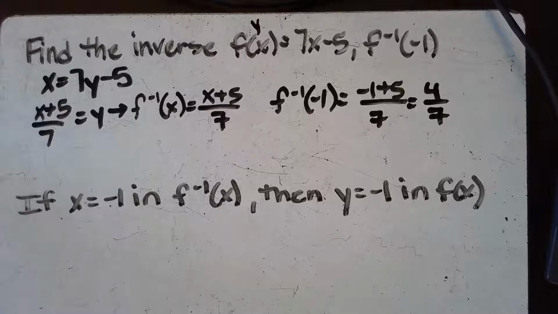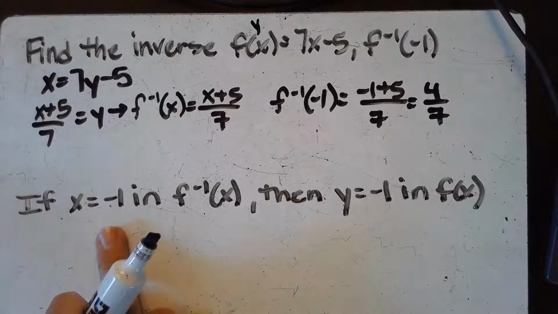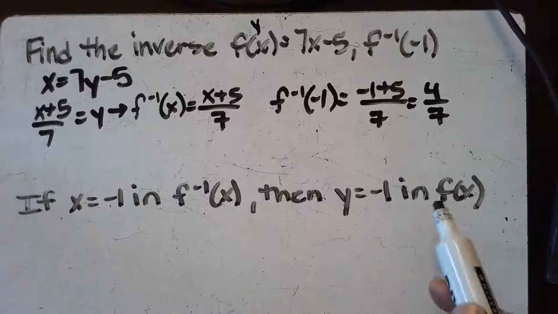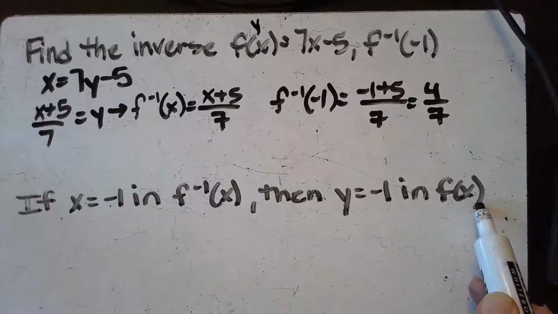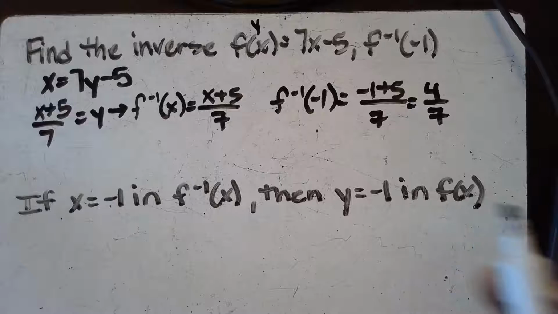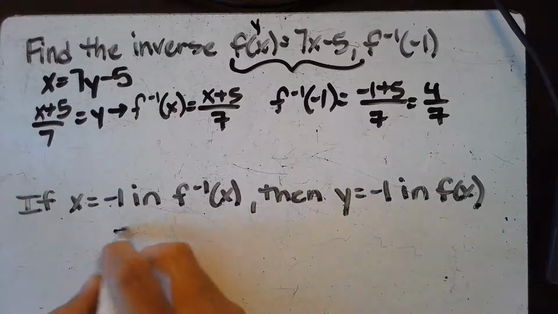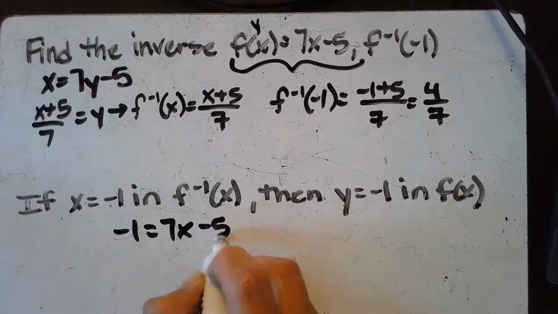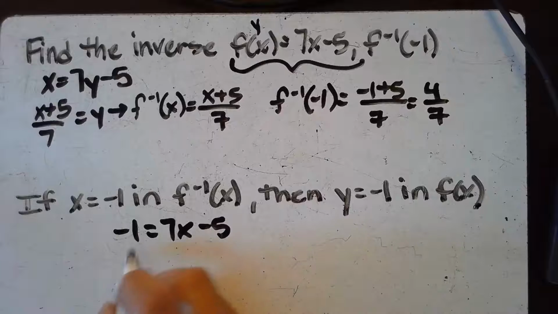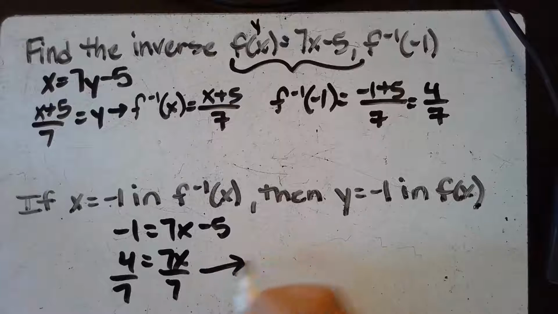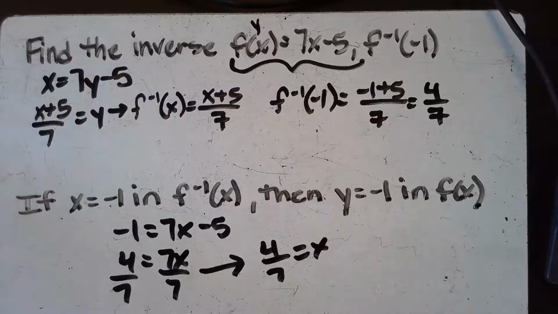Now, I can also think of this in a different way. If x equals negative 1 in the inverse, then y equals negative 1 in the actual function. So what I could have done was take this function right here and plug in negative 1. Then I solve. Here that would give me 4 equals 7x, and I divide by 7. And I still get 4/7 equals x.